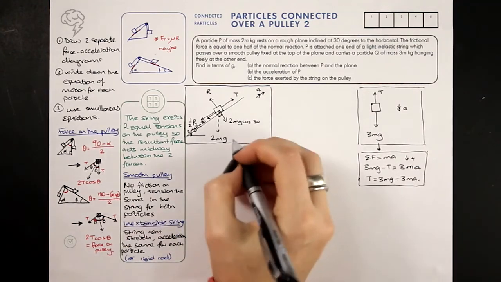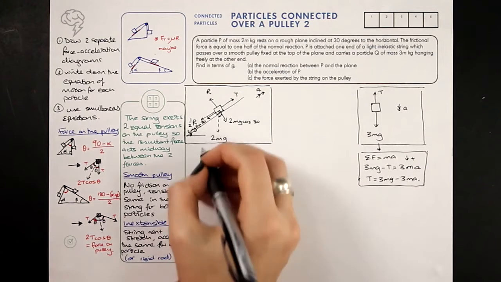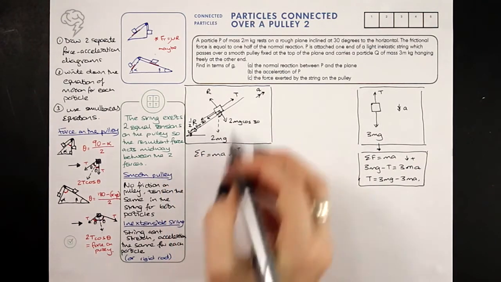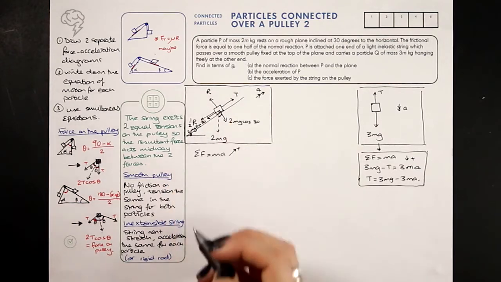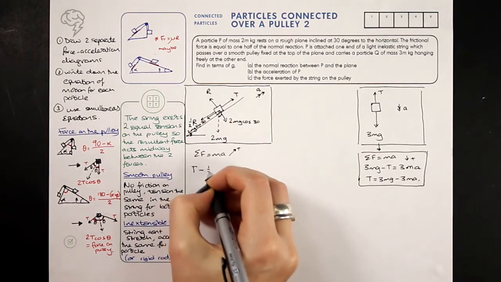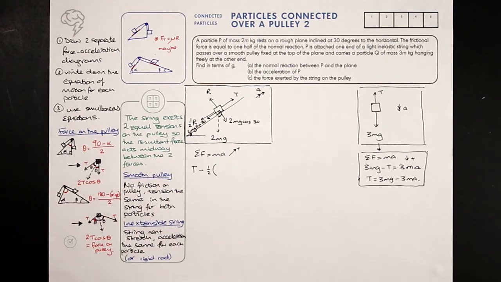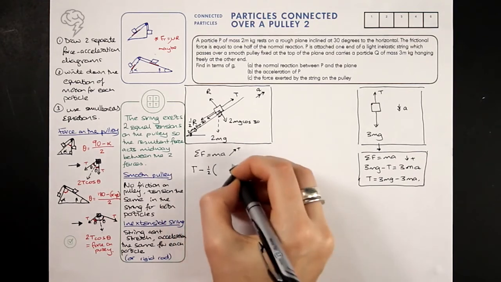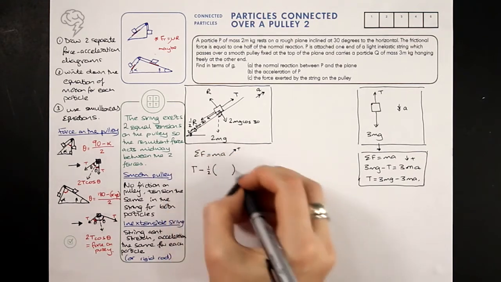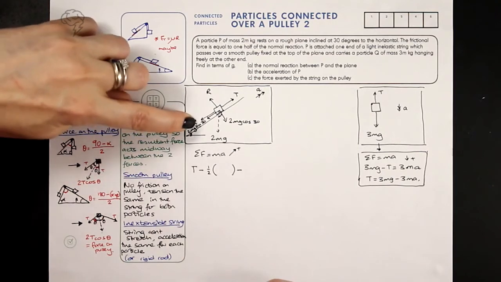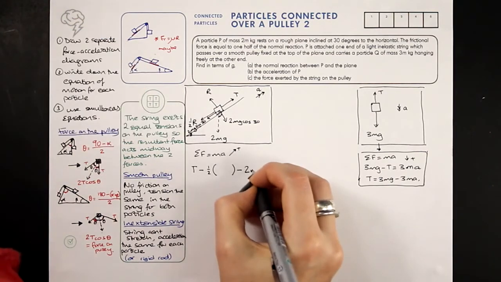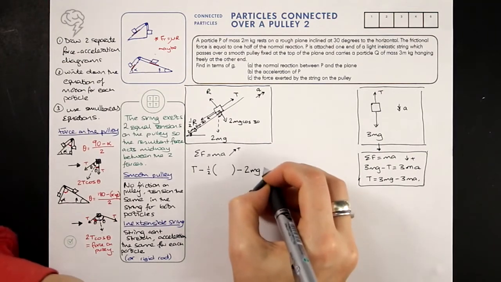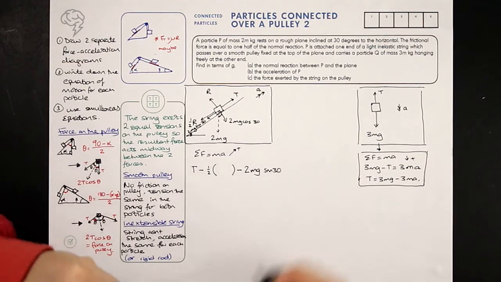Okay, now this one. I need to do the sum of the forces is the mass times the acceleration, and I'm going up the slope as positive. So T minus a half R. Now, the trouble is, I don't know what R is. I've got a half R, and I've got to find that out. And then I've also got, negative, 2mg sine 30. And sine 30 is a half. We could put sine 30, and then I'll replace it with a half.